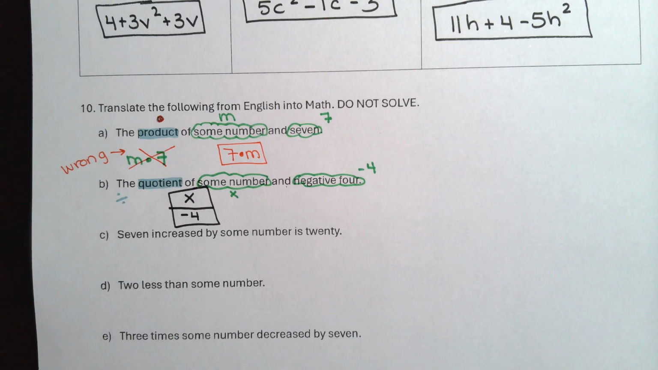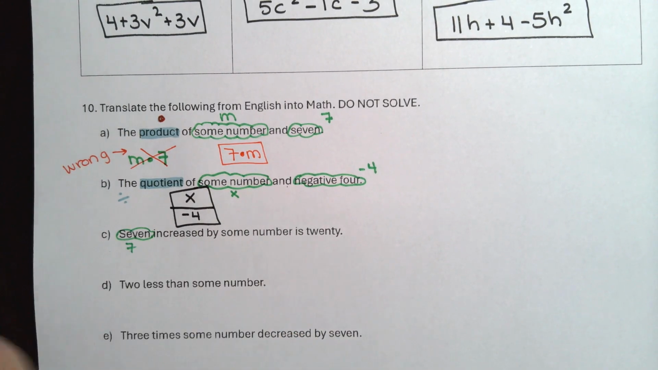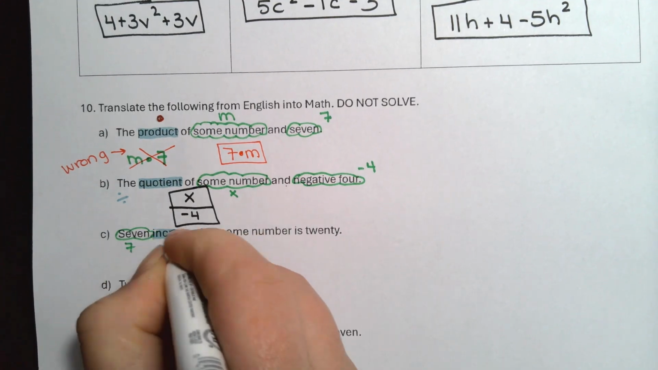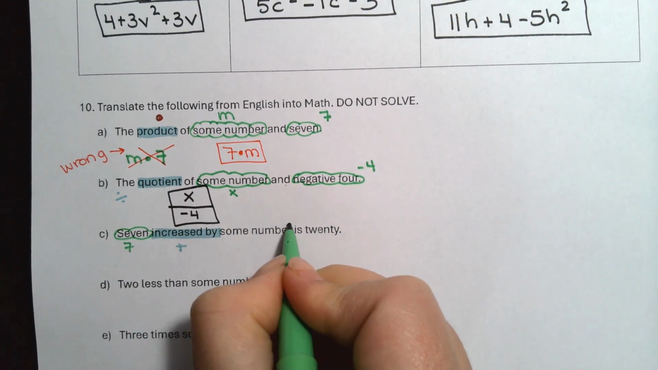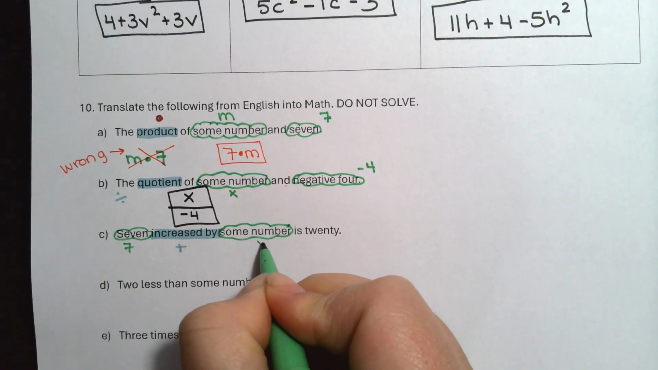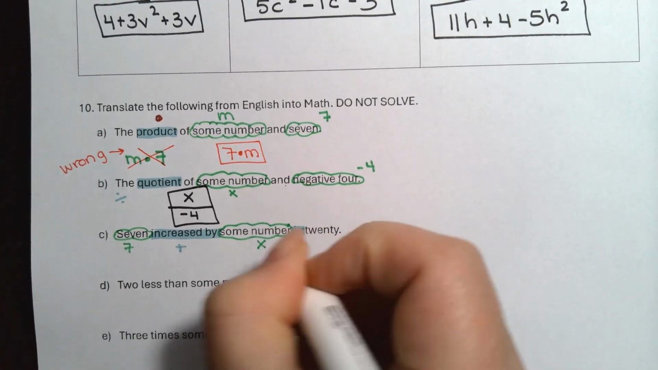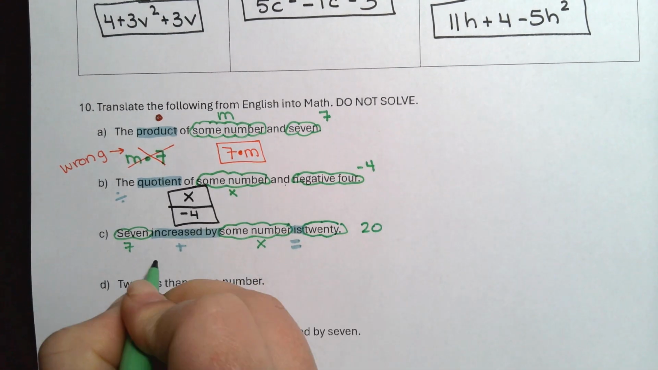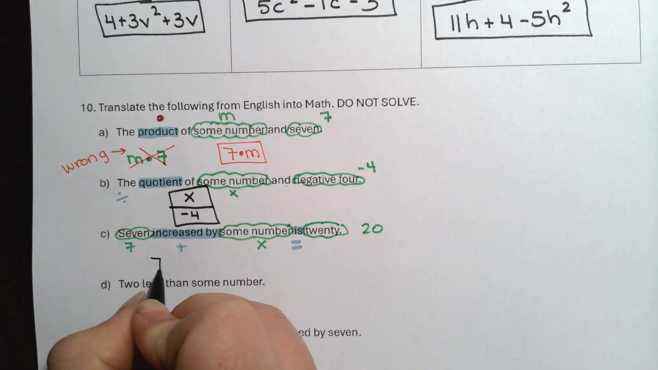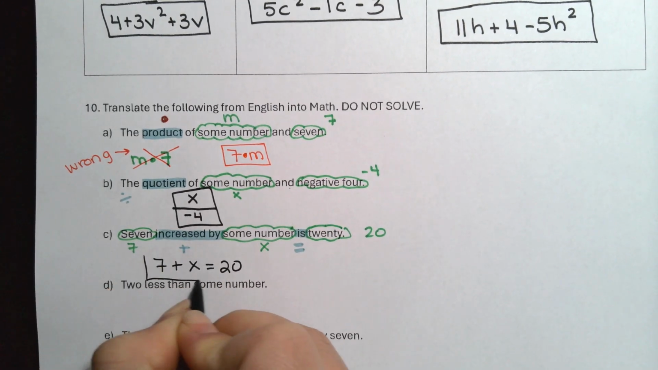7 is a number increased by, this is addition. Some number is a variable. Let's use x. Is an equals. And we have 20, which is a number. So 7 increased by some number is 20.